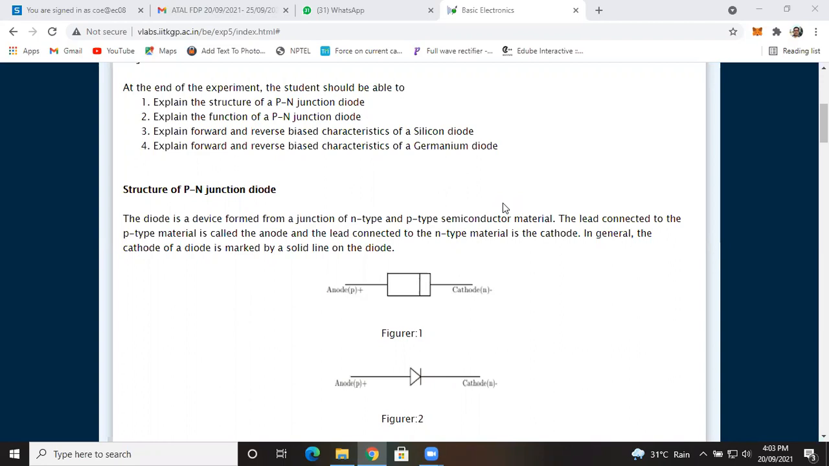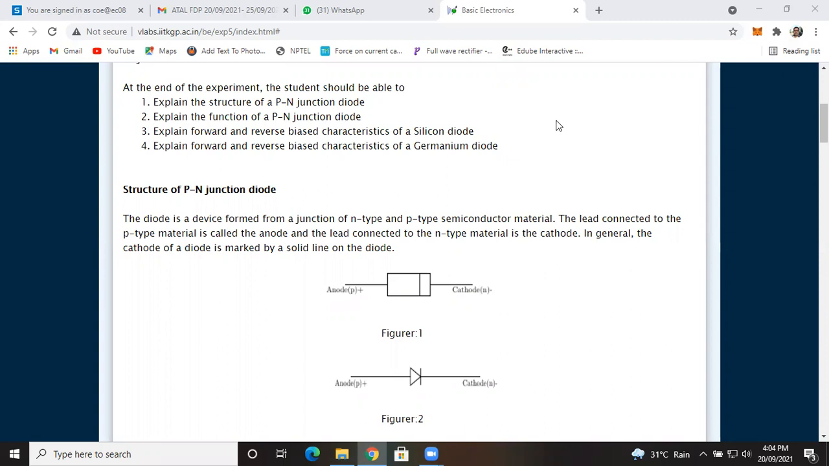The basic function of this PN junction diode is that it will conduct the current only in one direction. It means that there are two biasing techniques, two ways to connect the diode in an actual circuit. We call it biasing. So what are these two ways? One is the forward bias and another one is the reverse bias.